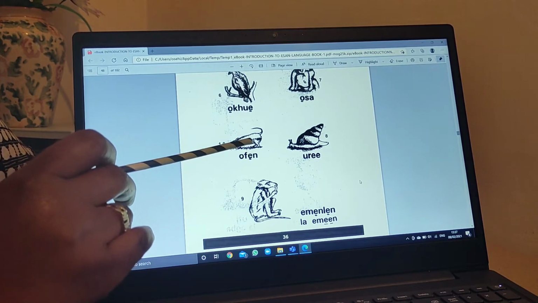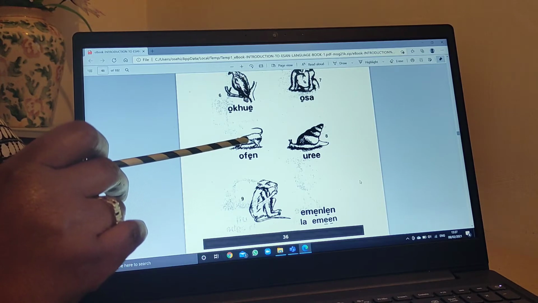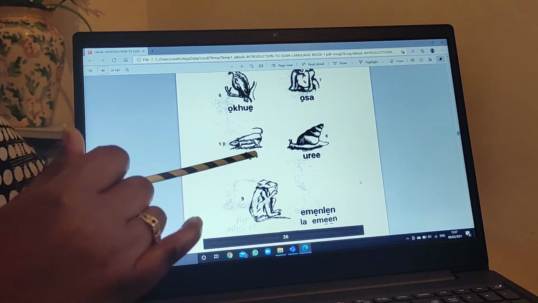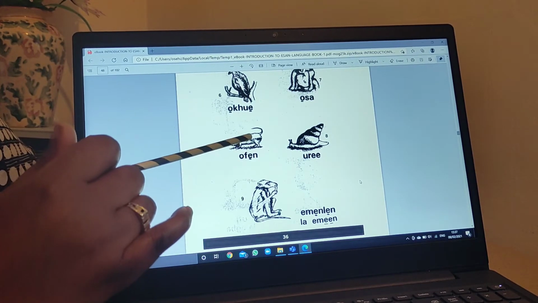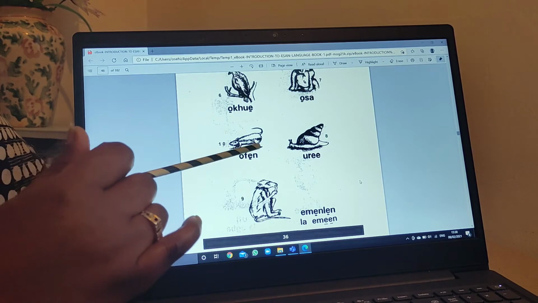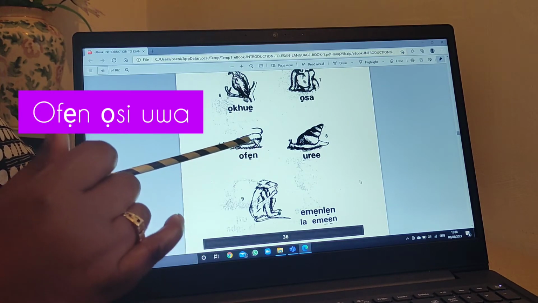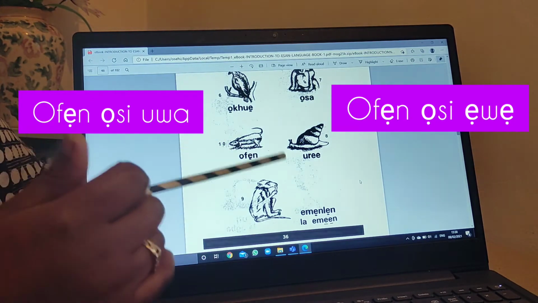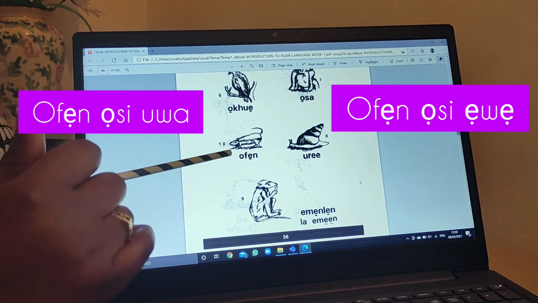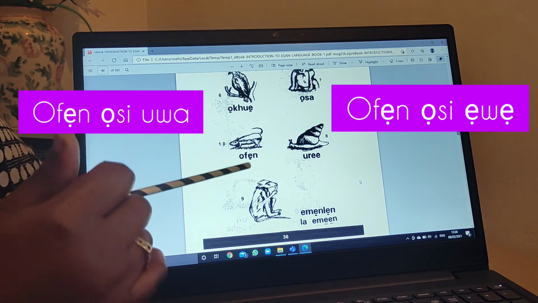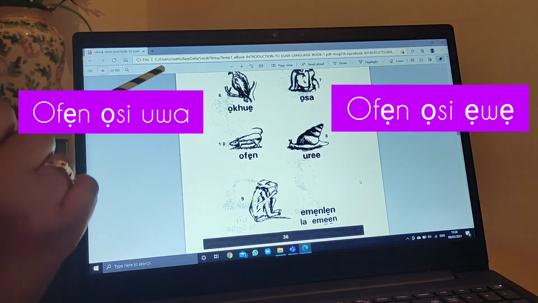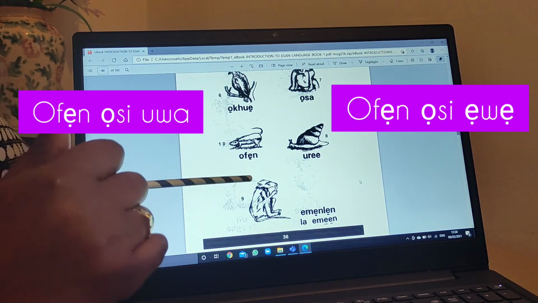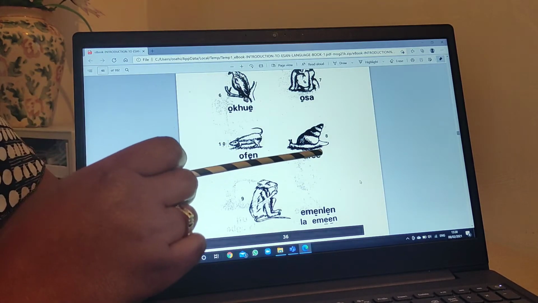I know in the English language we usually say rat for the bigger ones, and I think the different species is called the mouse. So in Esan, ofen is both the one found at home and the one in the bush, and the way we differentiate is ofen uwa and ofen ewe. Remember, uwa is house, while ewe is bush. So ofen ewe is bush rat, while ofen uwa is the one found in the houses, homes.